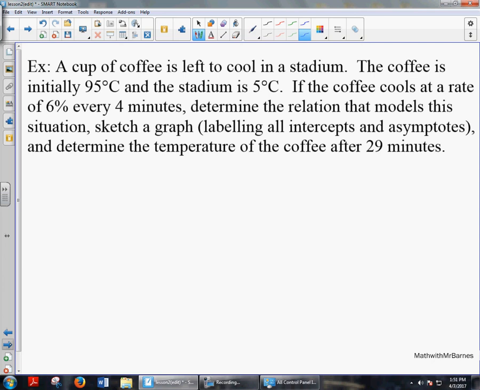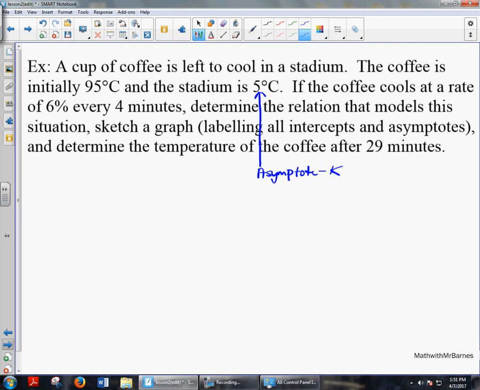So if you leave a coffee in the stadium and it's 5 degrees in the stadium, that coffee will eventually get really, really close to that 5 degrees. So this is our asymptote right here. So that's our asymptote. So that's our K value right there.